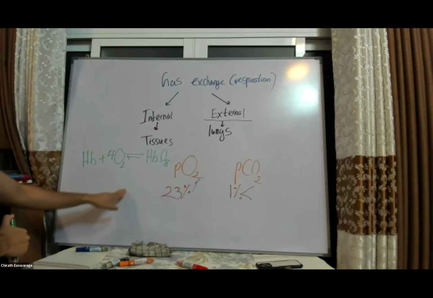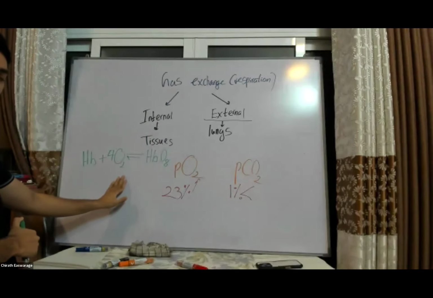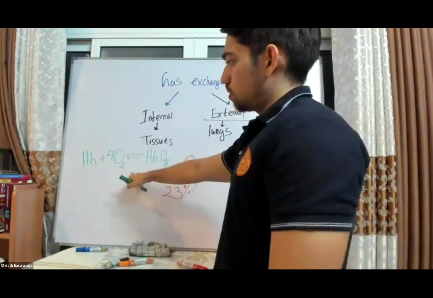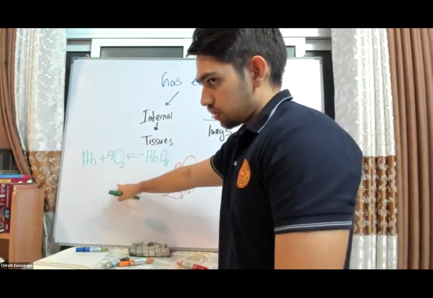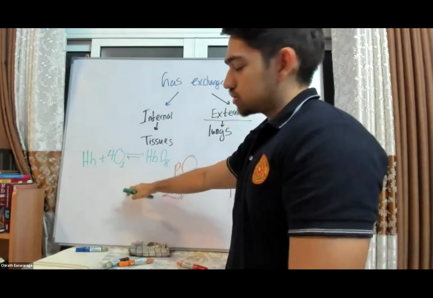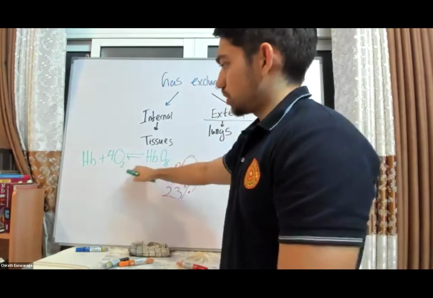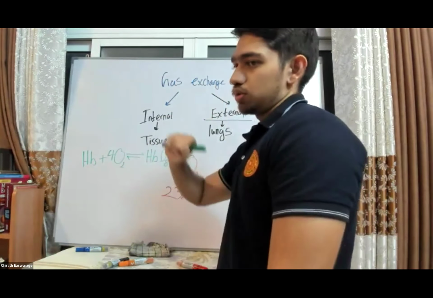It's reversible because why can one hemoglobin carry 4 oxygen? It has 4 globin proteins having 4 heme groups. So it can carry 4 oxygen molecules. Simple things.